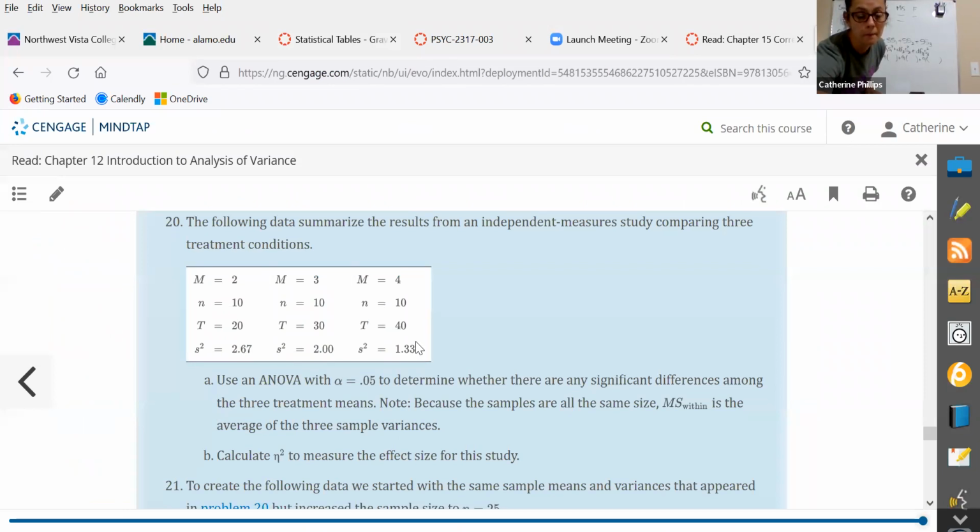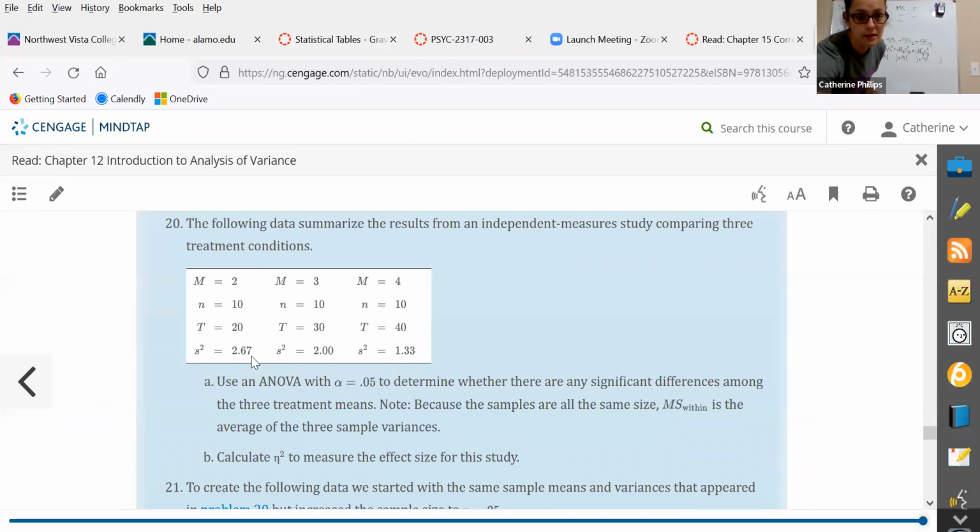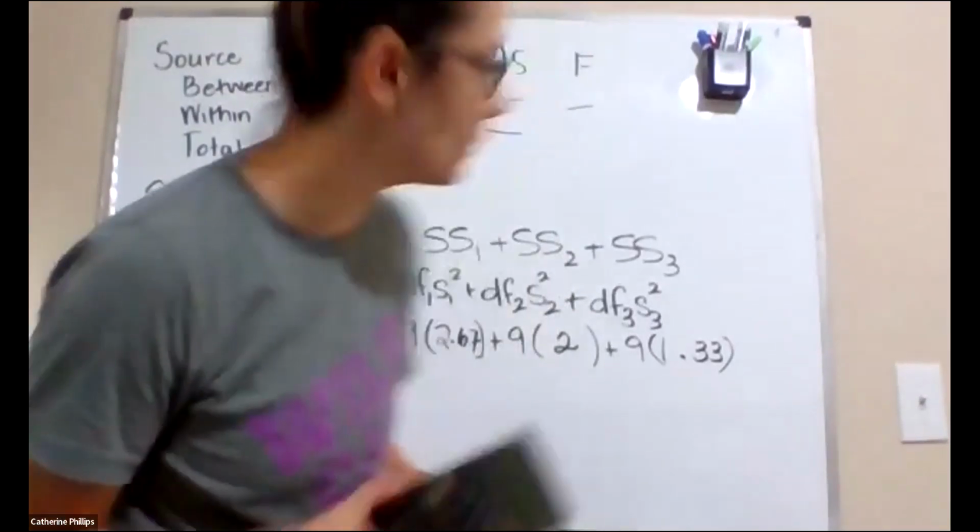So we go here and we're going to need the sum of squares of each of these groups. So we need 2.67 plus, and then the next is 2, and then 1.33. And so I'll stop my share and we'll go from there.